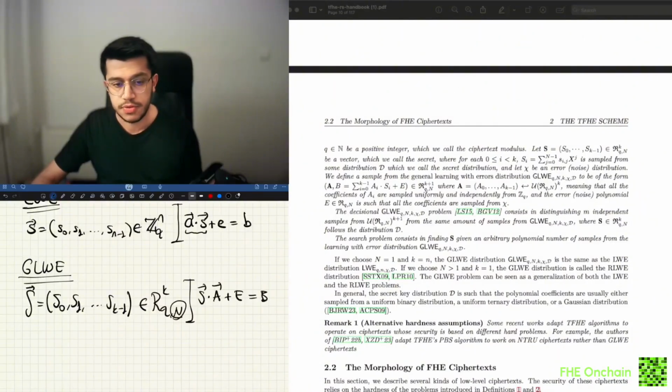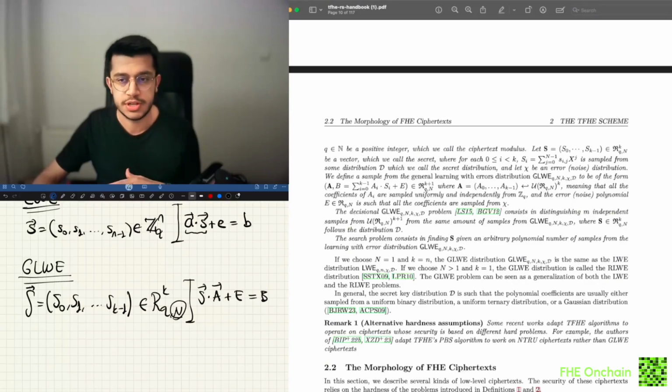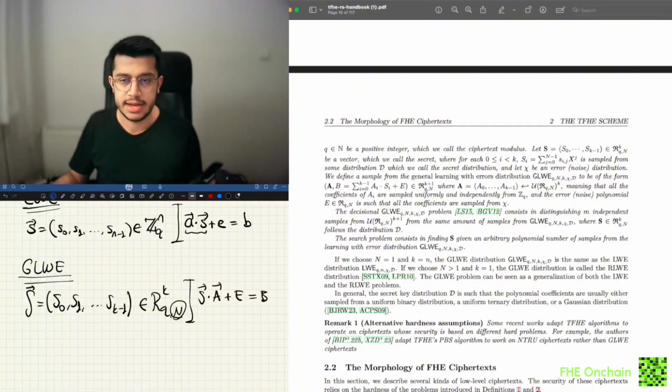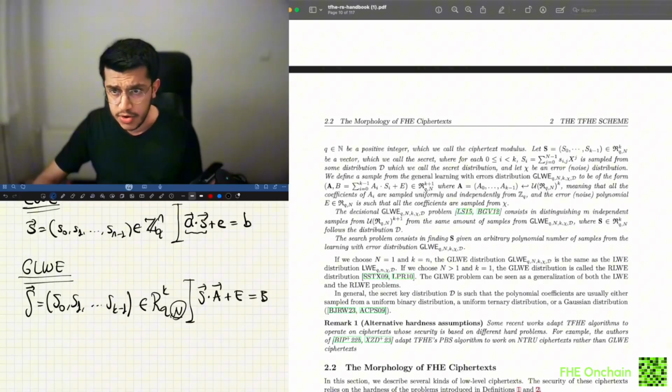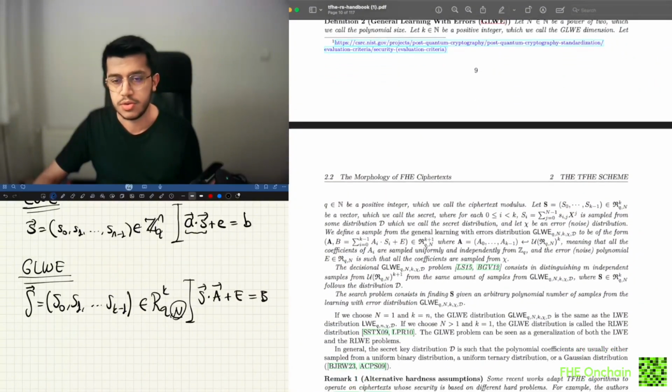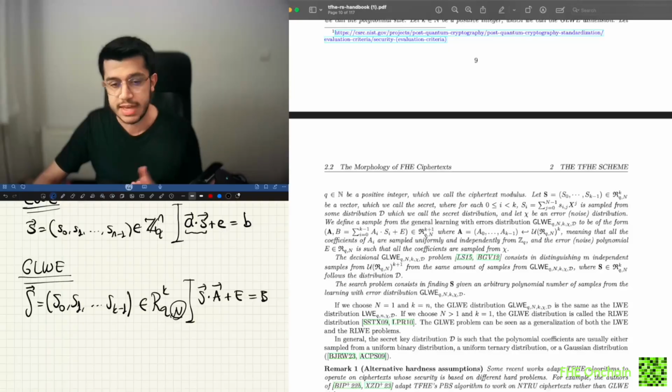The good thing worth mentioning is if we choose n is equal to 1, then this GLWE distribution reduces to the LWE distribution. Because when we set n equal to 1, then, like with the polynomial modulus, all the polynomials will reduce to the ordinary numbers from ZQ.